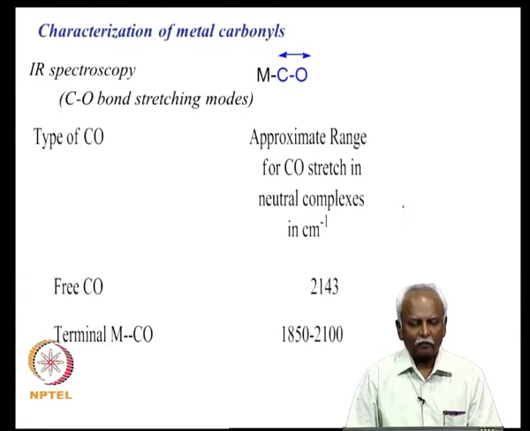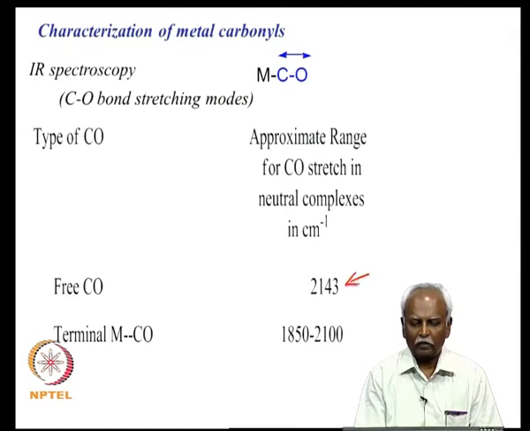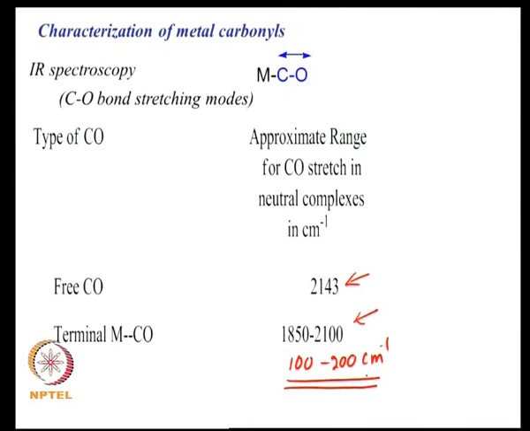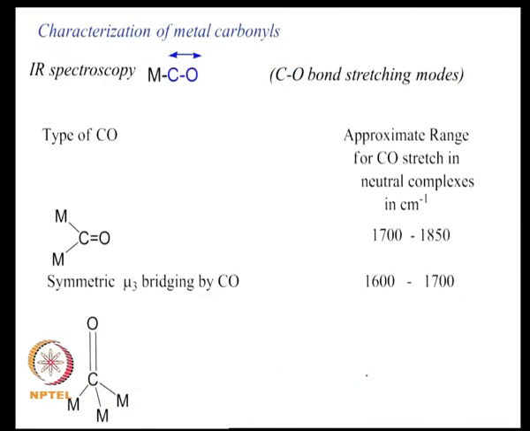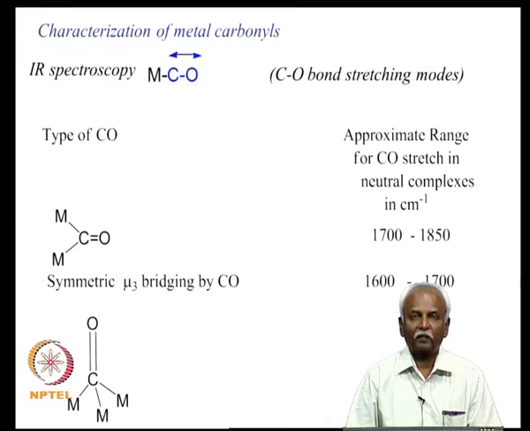Now, let us get back to the fact that the carbon monoxide stretching frequency has reduced from 2143 centimeter minus 1 to 1850 to 2100, approximately a 100 to 150 centimeter minus 1 decrease, or 100 to 200 centimeter minus 1 decrease in the stretching frequency. So, this decrease has to be explained when we look at the bonding. So, let us go and look at the bonding that is involved, and we also note the fact that this carbon monoxide stretching can vary depending on the type of carbon monoxide that you have.